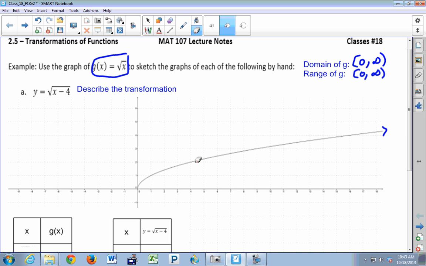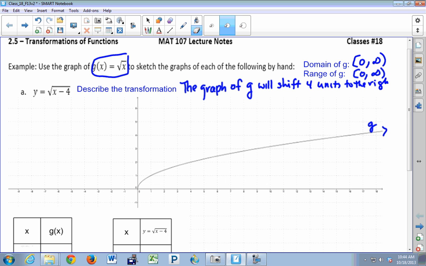To describe this transformation, there's several ways you can say it. You pick your favorite way. Some people like to say, the graph of g, that's my function called g, which is right here underneath. If I put a little g on there to indicate that's the graph of g, my function g, the graph of g will shift 4 units to the right.